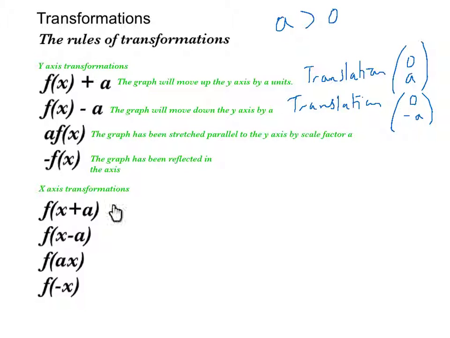Then we'll start talking about the x-axis transformations. So let's write these rules here. For this first one, f of x plus a means the graph has moved a to the left along the x-axis.